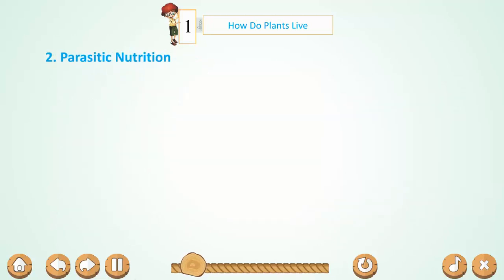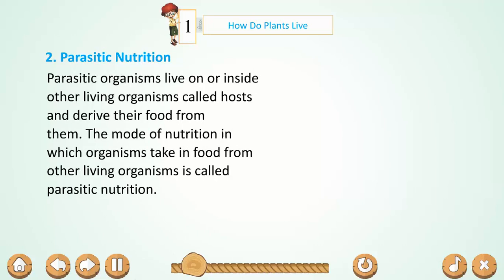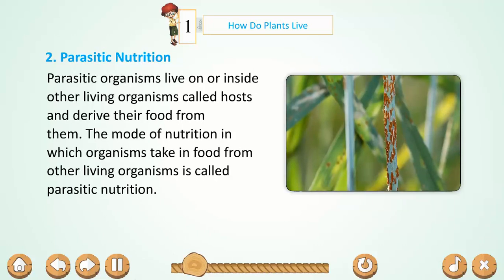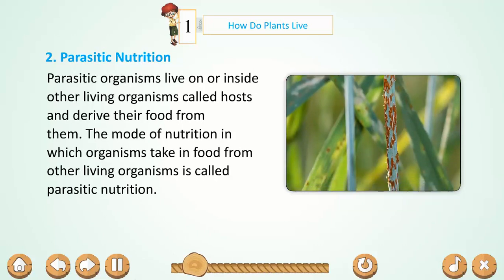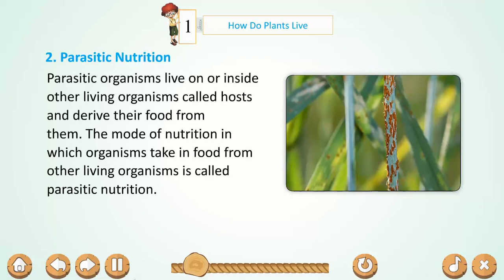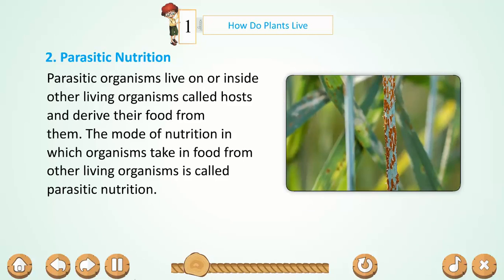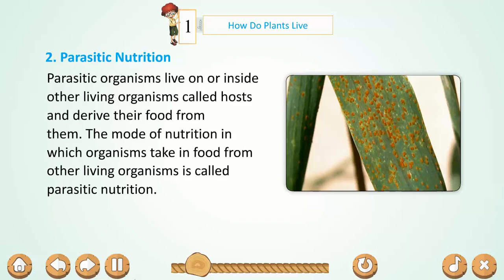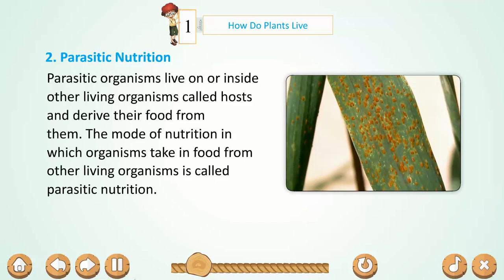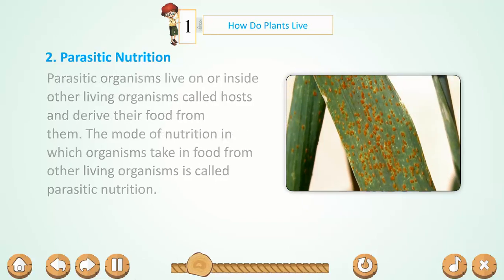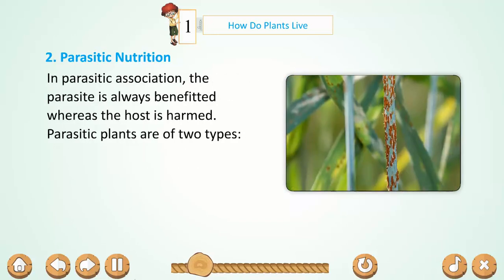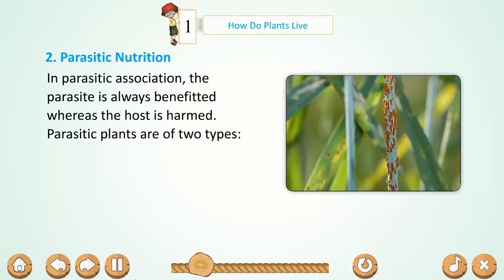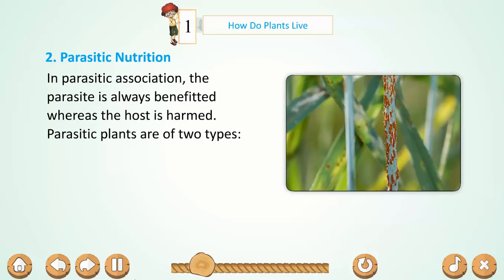Second, parasitic nutrition. Parasitic organisms live on or inside other living organisms called hosts and derive their food from them. The mode of nutrition in which organisms take in food from other living organisms is called parasitic nutrition. In parasitic association, the parasite is always benefited whereas the host is harmed. Parasitic plants are of two types.